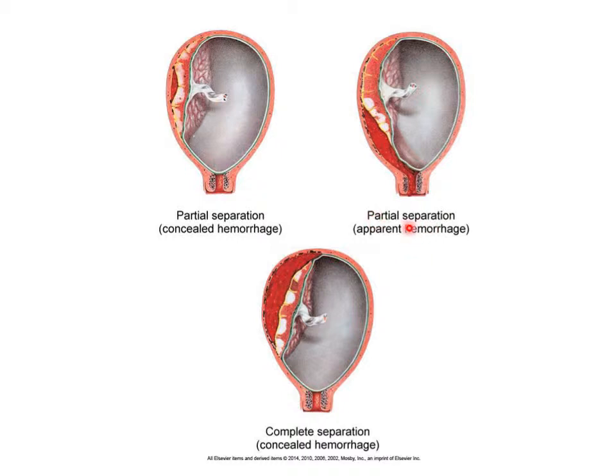A partial separation, you'll see apparent hemorrhage. You see a portion of the placenta has separated. The remainder remains intact. Again, you will see a buildup of blood with pain and hemorrhage.